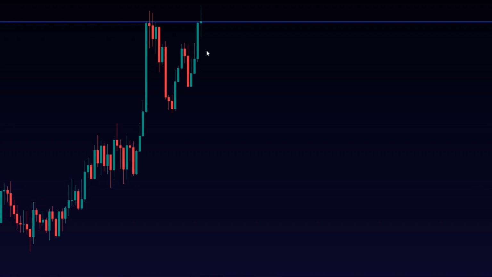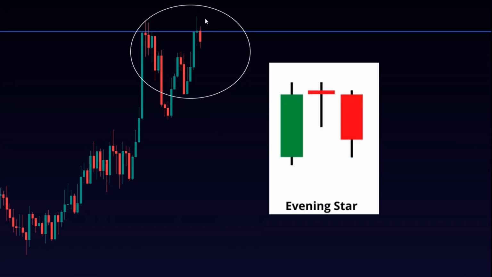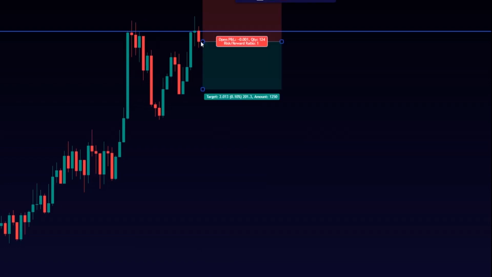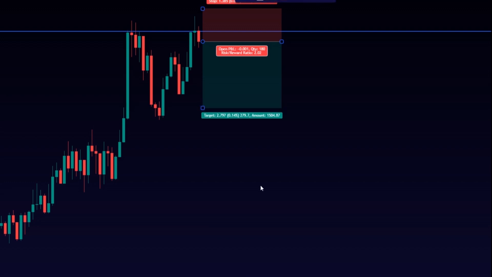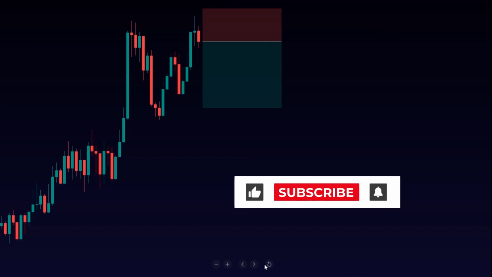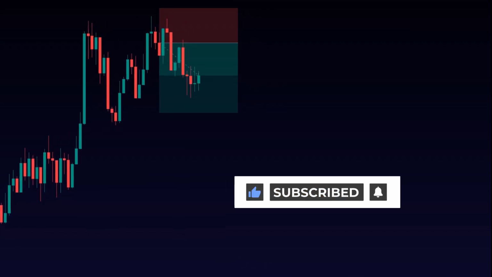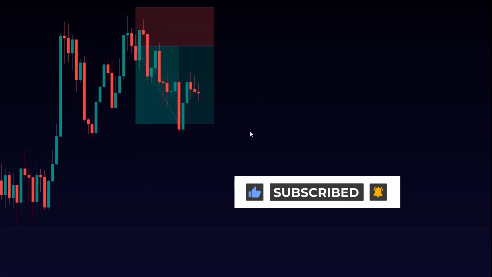As you can see, we have a doji candle. If an engulfing candle forms here, our candlestick pattern will be complete, and we will enter a short trade. Now we have a very strong engulfing candle completing our candlestick pattern. We enter a short trade, place the stop loss at the highest swing, and choose a 2 to 1 risk to reward ratio. Let's see what happens. As you can see, our trade closed with profit.